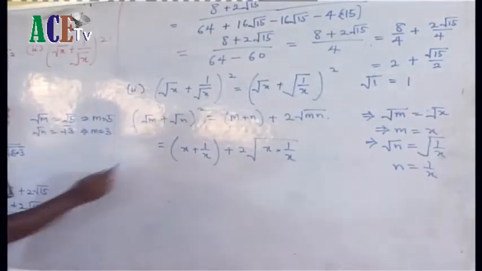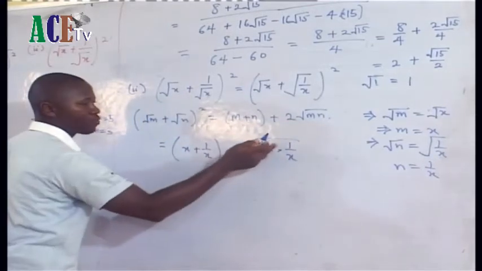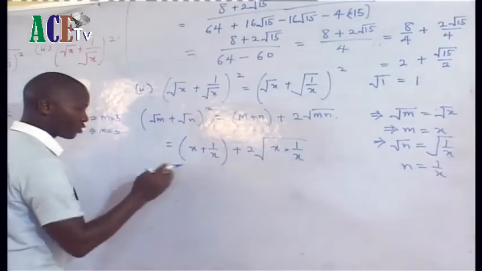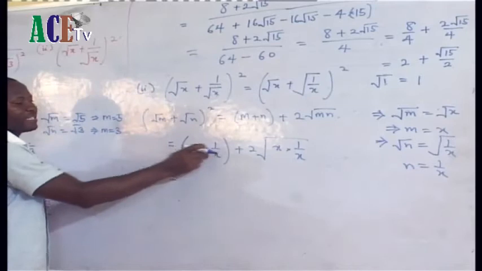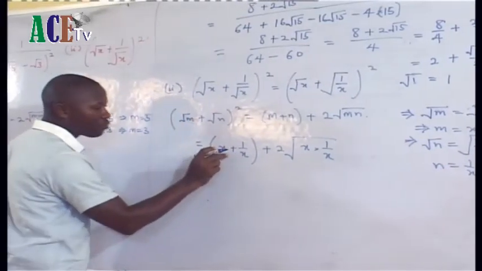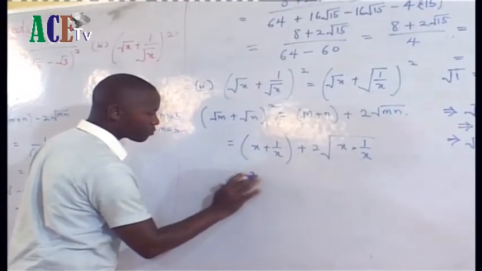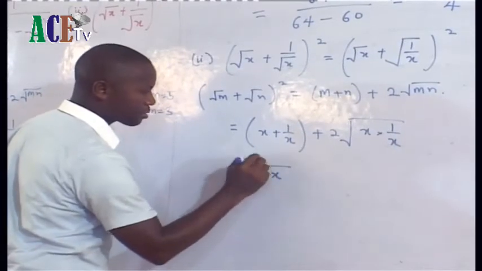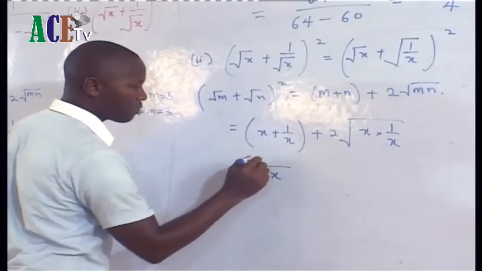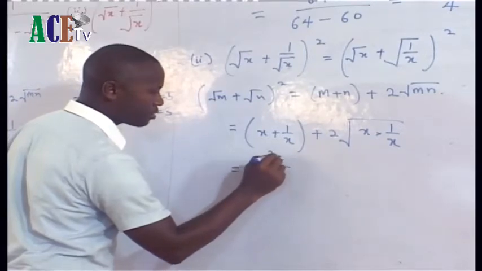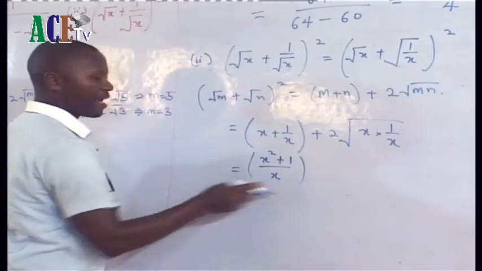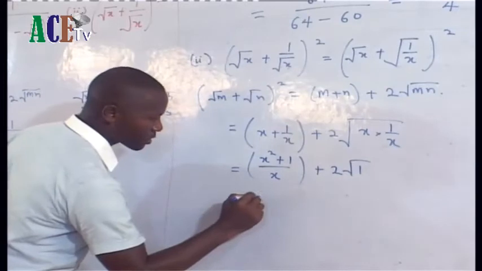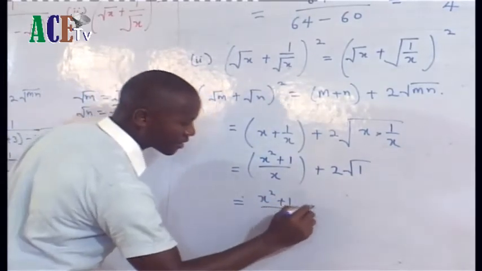Now once we have this, we can easily simplify. The x would cancel out x to give us 1, and 1 times 1 will give us 1. So if we simplify this expression, we would have x squared plus 1 plus 2 root 1. And so this gives us x squared plus 1 all over x plus 2.